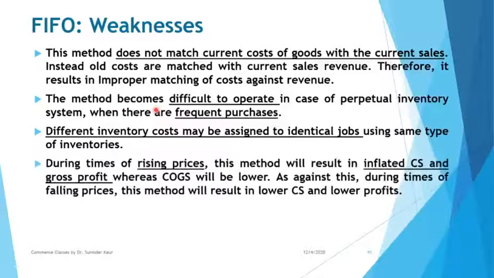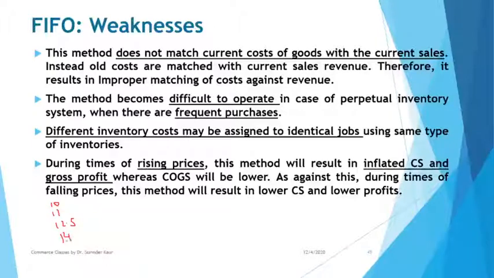But anyhow, this is a practical part of the system. Now, during times of rising prices, the system will result in inflated closing stock and gross profit. I hope you understand this. Now, when the prices are increasing, suppose your initial stock was at 10, then you purchased another lot at 11, then another lot at 12.5, because this is what a rising price trend implies. Maybe the next lot is purchased at 14.